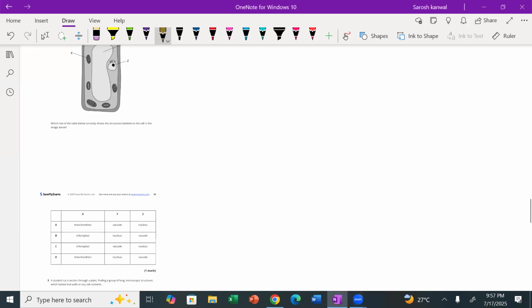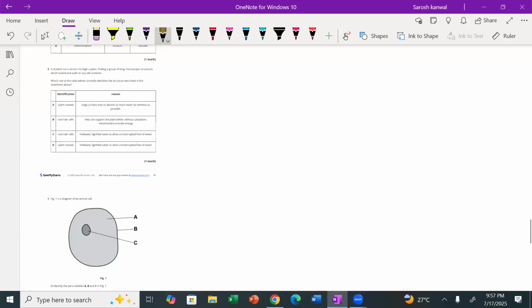Okay, Mipsam. Ma'am, X is the mitochondria, Y is the vacuole, and then no, X is the chloroplast. Yeah, X is the chloroplast, and Y is the vacuole. So the correct option is C. Okay, that's correct. Good.